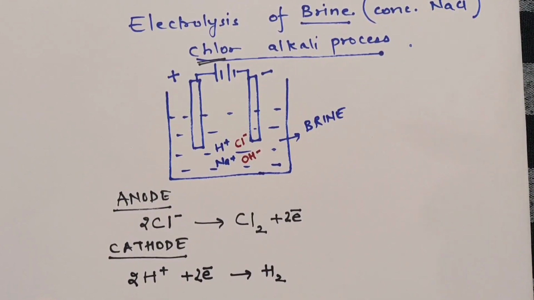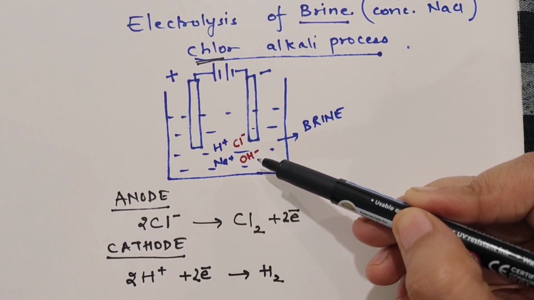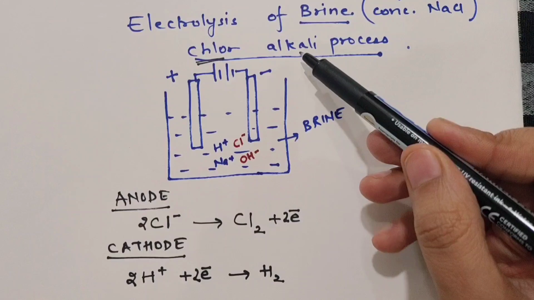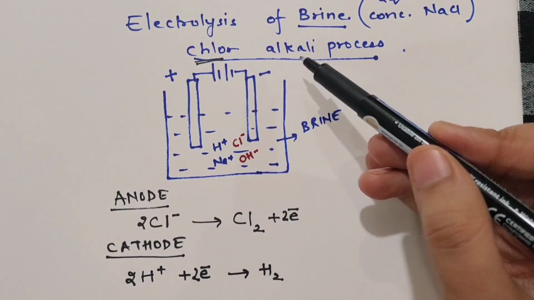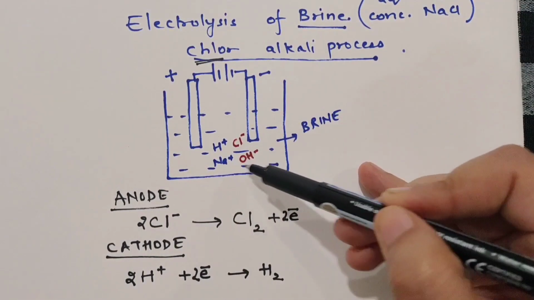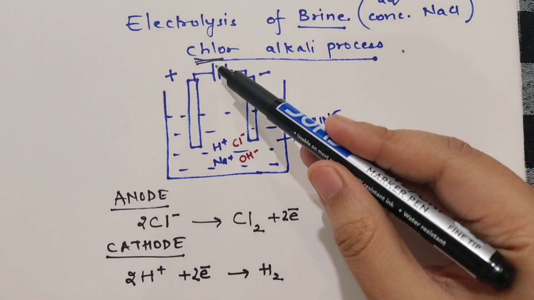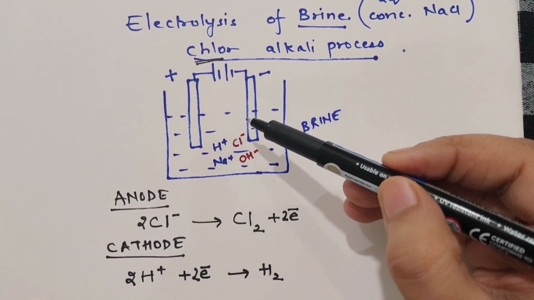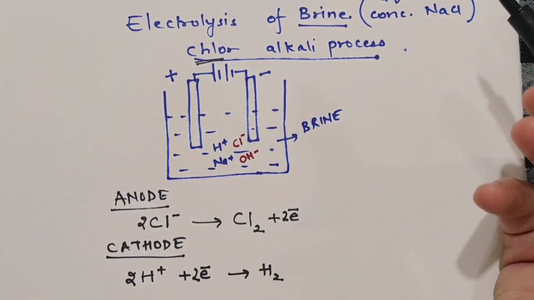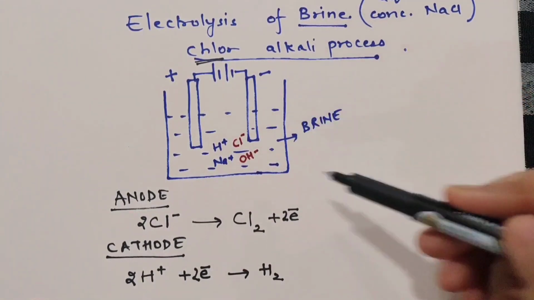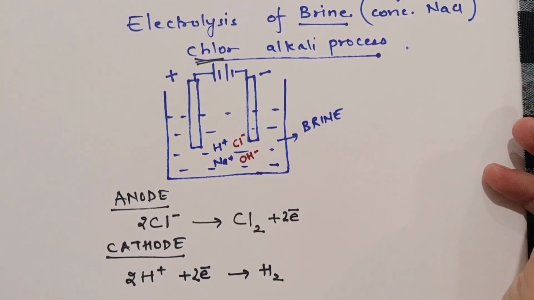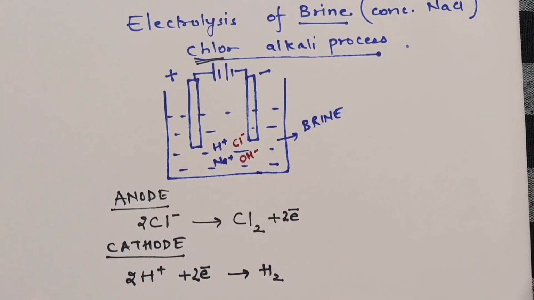Now what is left? Na plus and OH minus ions are left, and they will combine to form alkali. We know that bases dissolved in water are called alkali. So NaOH is your alkali. Chlorine is one of the products, alkali is one of the products. Hydrogen, from the H plus that went to the cathode, is also a product. So this is about your electrolysis of brine. Next up we will do electrolysis of molten NaCl, which is much simpler than this.